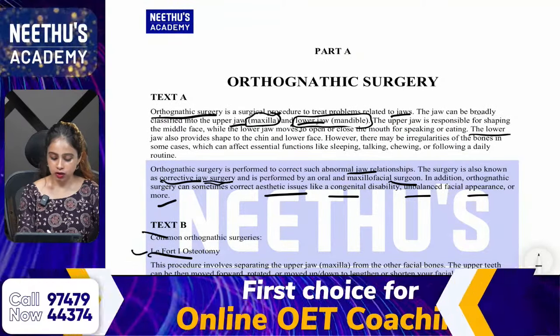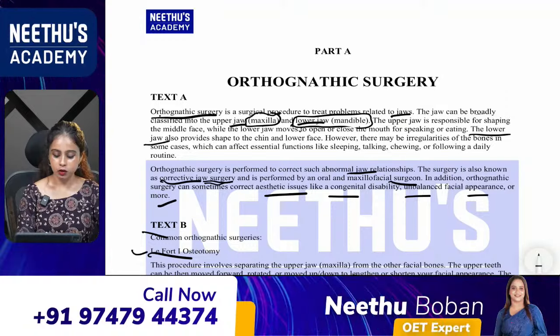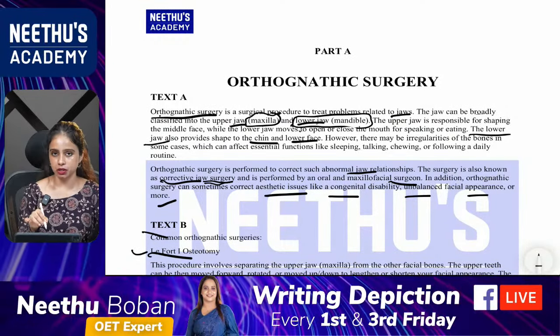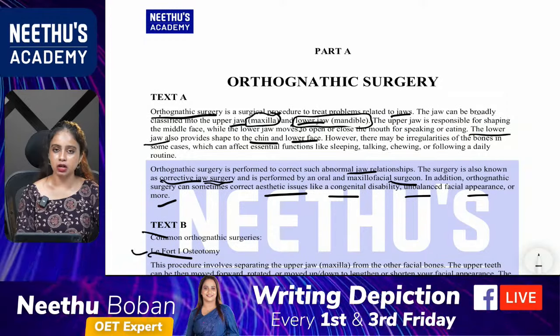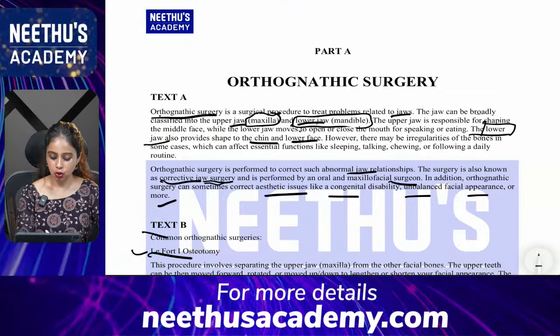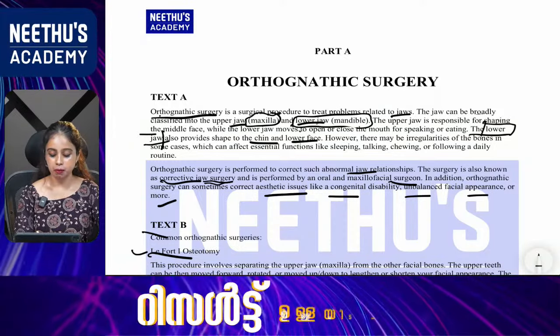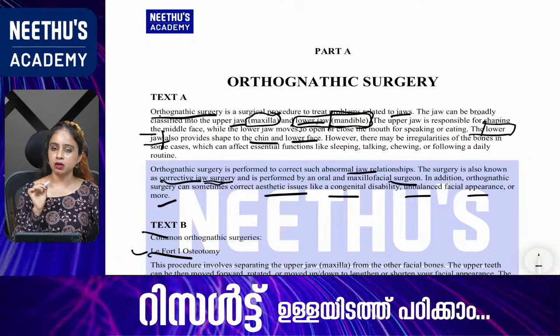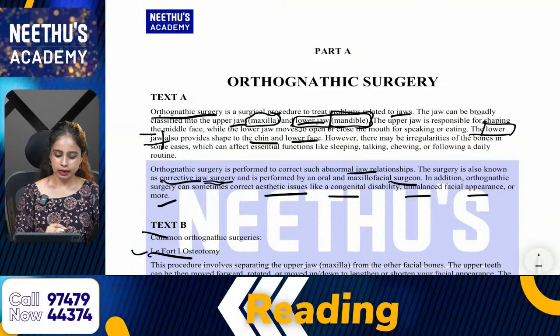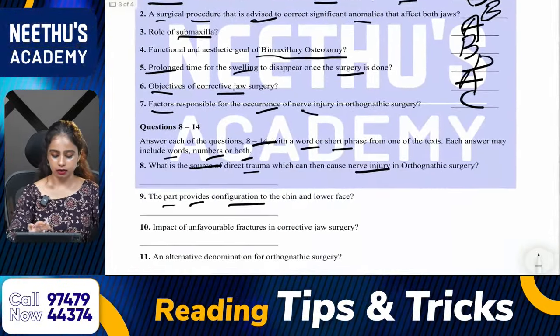Okay. The lower jaw also provides shape to the chin and lower face. These are the keywords from the question. What are the keywords? Chin and lower face. So, that answer is lower jaw, or you can write mandible, because they have very clearly mentioned it in the brackets. Clear? So, that is the answer.